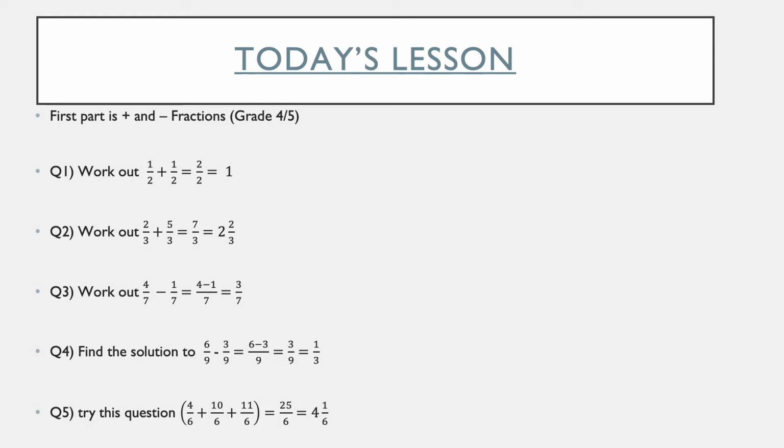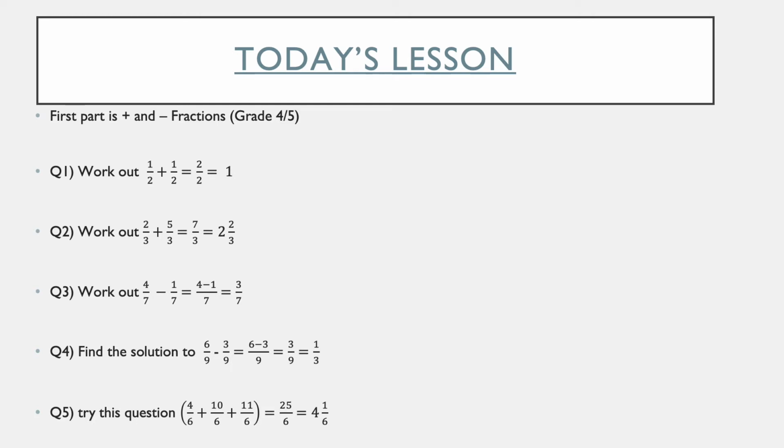Question 1, work out a half plus a half. A half plus a half is equal to 1 plus 1 over 2, which is 2 over 2, which equals 1. Question 2, 2 thirds plus 5 thirds. Again, same denominators, so it will be 2 plus 5, which is 7, so 7 thirds, which is equal to 2 and 2 thirds. 7 thirds is what I call an improper fraction or a top heavy fraction, and then I've written it as a mixed number, 2 and 2 thirds.